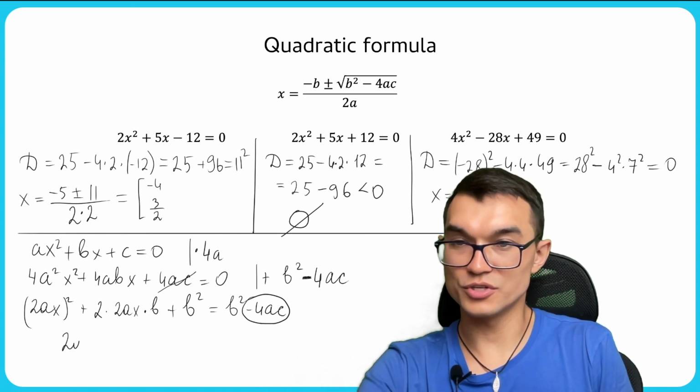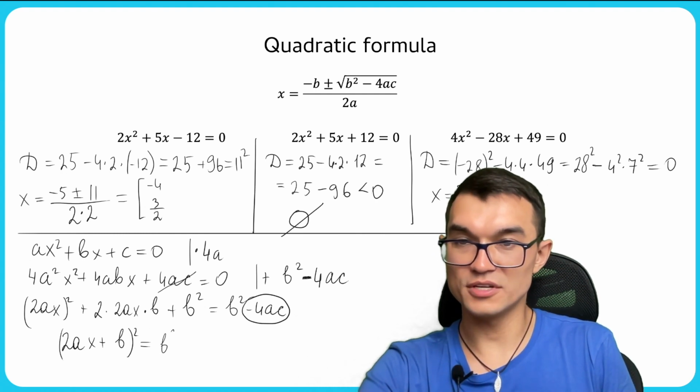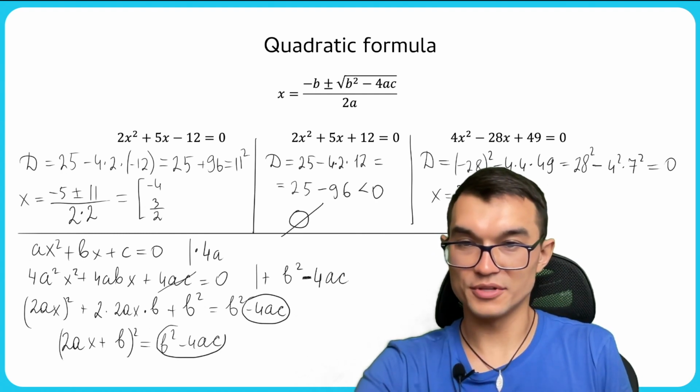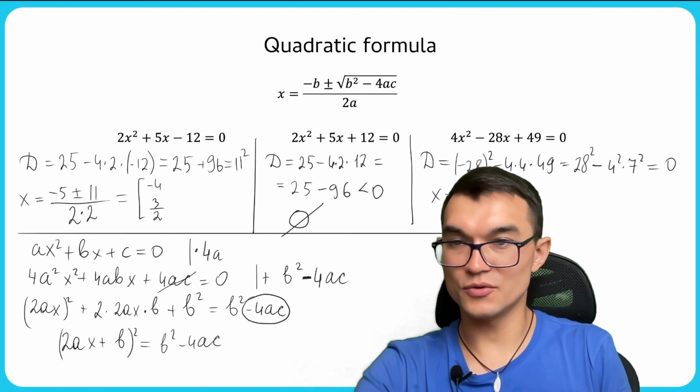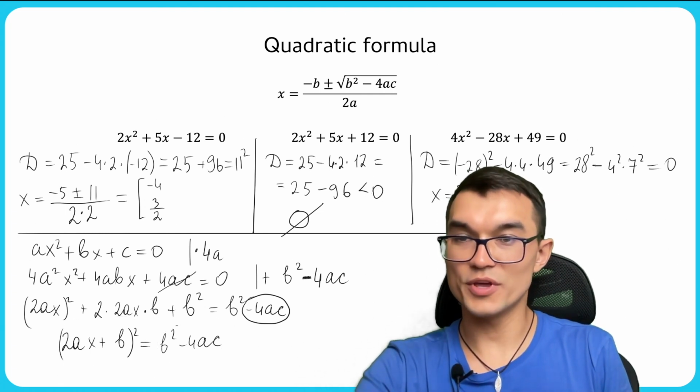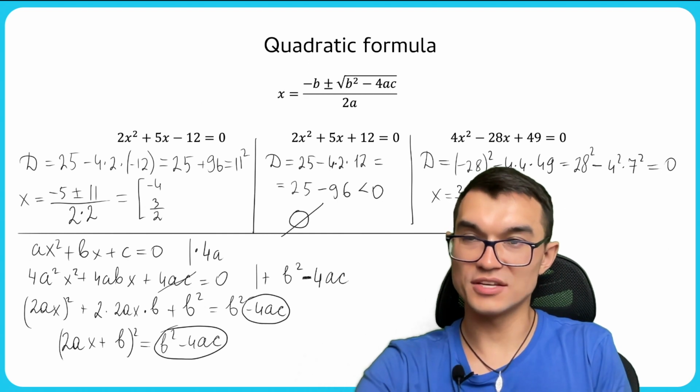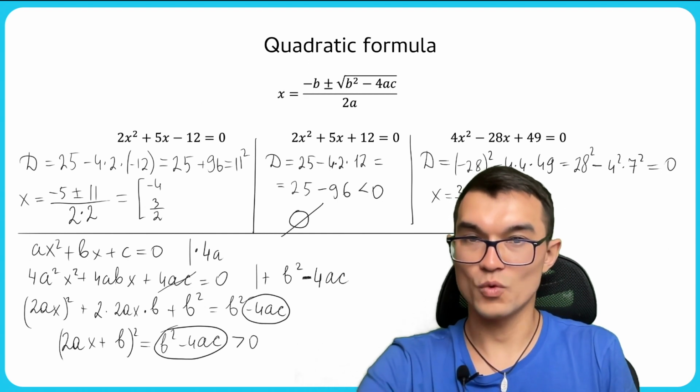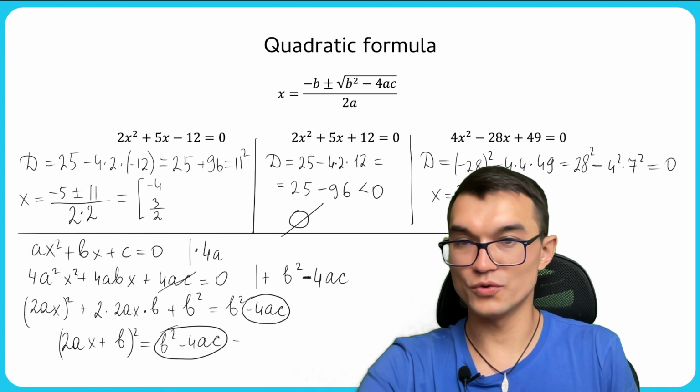Now we've got an equation which looks like that: (2ax plus b) squared equals b squared minus 4ac. And that expression looks familiar. That's the discriminant. And it's equal to a complete square. And now we understand why the equation has two roots when the discriminant is positive, one root when it's equal to 0, or no roots when it's negative.